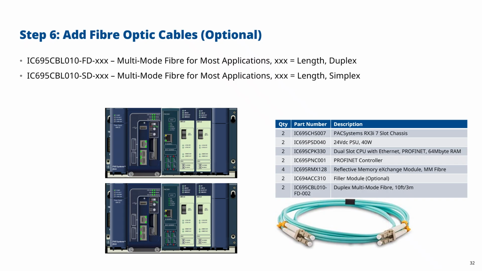XXX is the length, and we typically offer, like, 2 is a 10-foot or 3-meter cable. I think 5 is a 5-meter or 15-foot cable. And there are other lengths, but they're not very long. So they would be fine if you've got 2 cabinets side by side, or maybe your redundancy controllers are in a single cabinet. Again, think of that failure mode effect analysis.